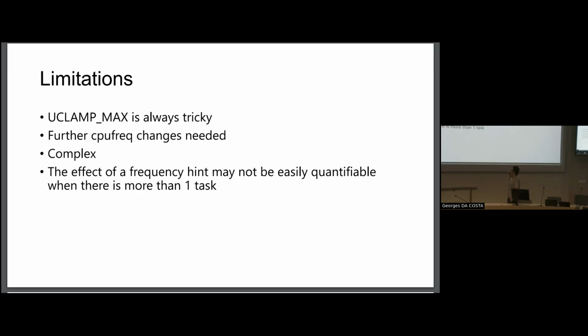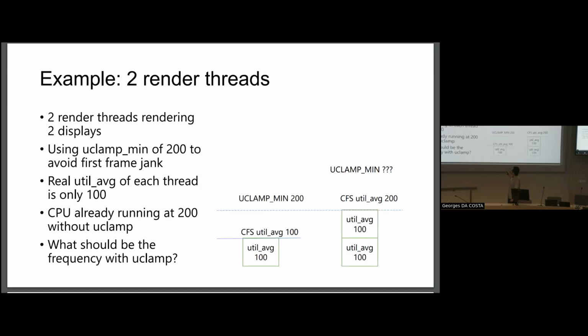My problem with max aggregation is actually the last one, which is if you have more than one task on the same run queue, then it's kind of unpredictable how much performance you can get from Uclamp min and Uclamp max. I will go into detail and elaborate on this.